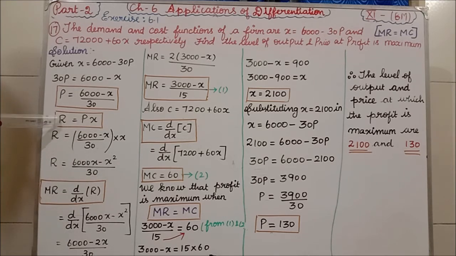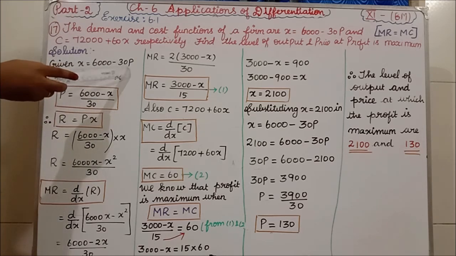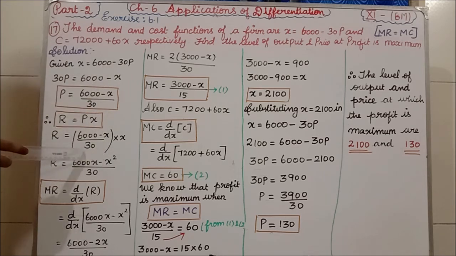By the formula, revenue is equal to P into X. Using X equal to 6000 minus 30p, we have got the P value and substituted it, and we got the revenue value. Now it is easy for us to find the marginal revenue. Marginal revenue means if you differentiate the revenue. The word marginal means immediately you have to differentiate. Clear?